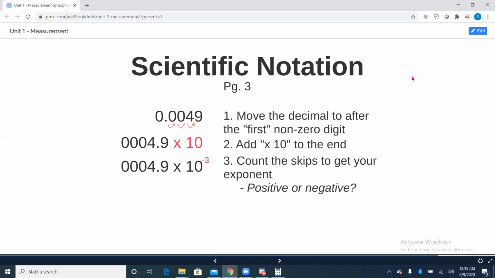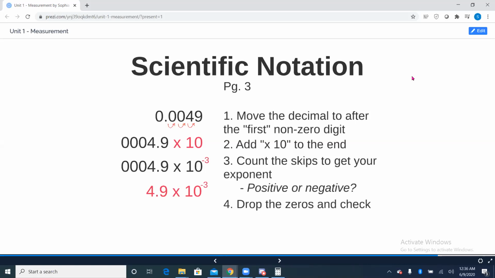Now the question is, positive or negative? If you are dealing with a very large number, you're going to have a positive exponent. If you're dealing with a very small number, as in a number that would be a decimal, you're going to have a negative exponent. Then you're going to drop the zeros and check to see if your answer makes sense.